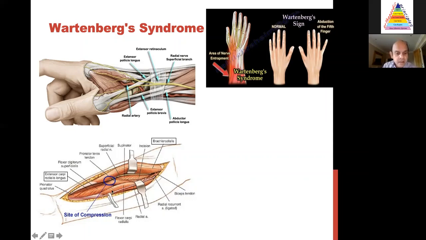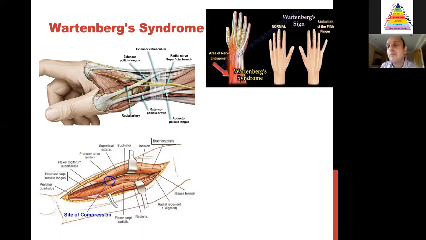And this is another diagram to show the same. Brachioradialis, ECRL, that's Wartenberg's point, the site of compression. Again, there's a scissoring action between brachioradialis and ECRL. So on resisted pronation, with the scissoring action, the nerve gets caught and the patient gets pain or paresthesia.